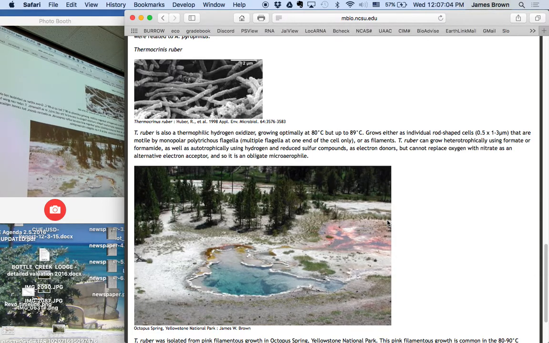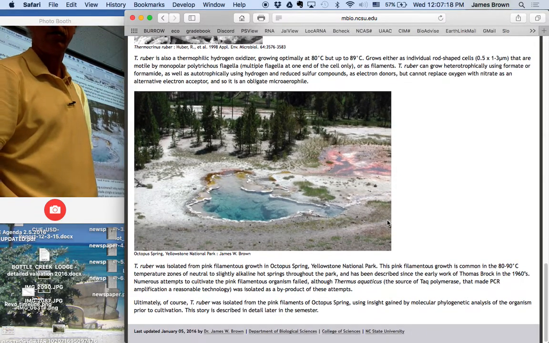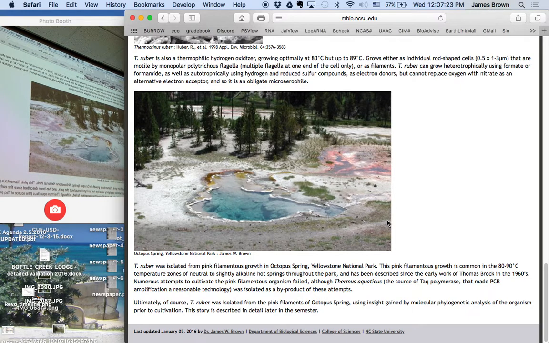Thermocrinis ruber can use formate and formamide, growing heterotrophically, but that's not its primary mode of growth as far as we can tell. It is an obligate microaerophile. And again, its claim to fame: it was attempts to grow this organism earlier on in the 60s and 70s that resulted in the cultivation of Thermus aquaticus, which in turn was the source of a whole bunch of interest in thermophilic enzymes for a variety of purposes, including PCR.